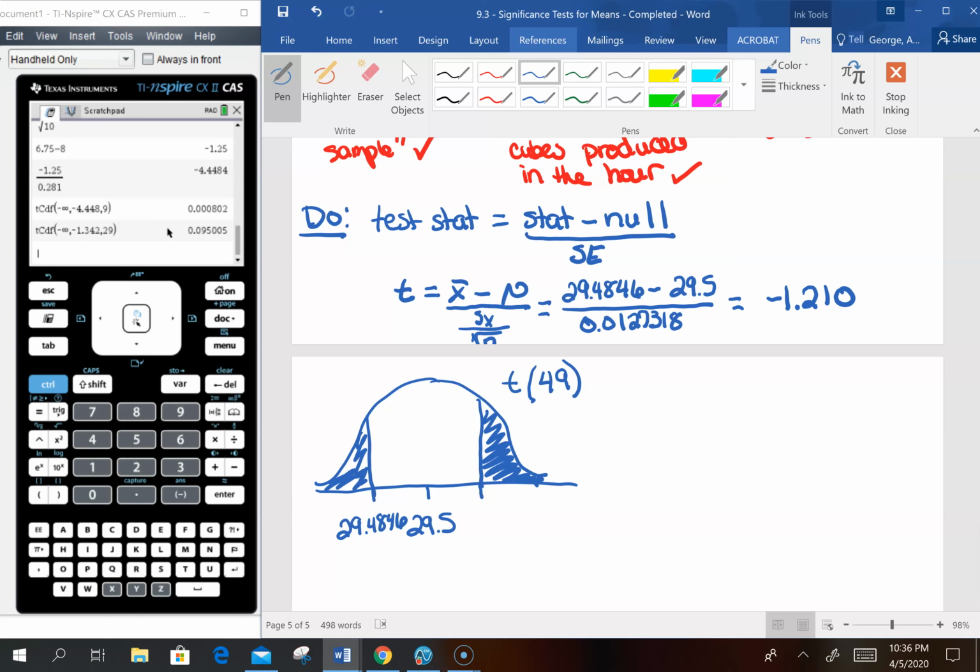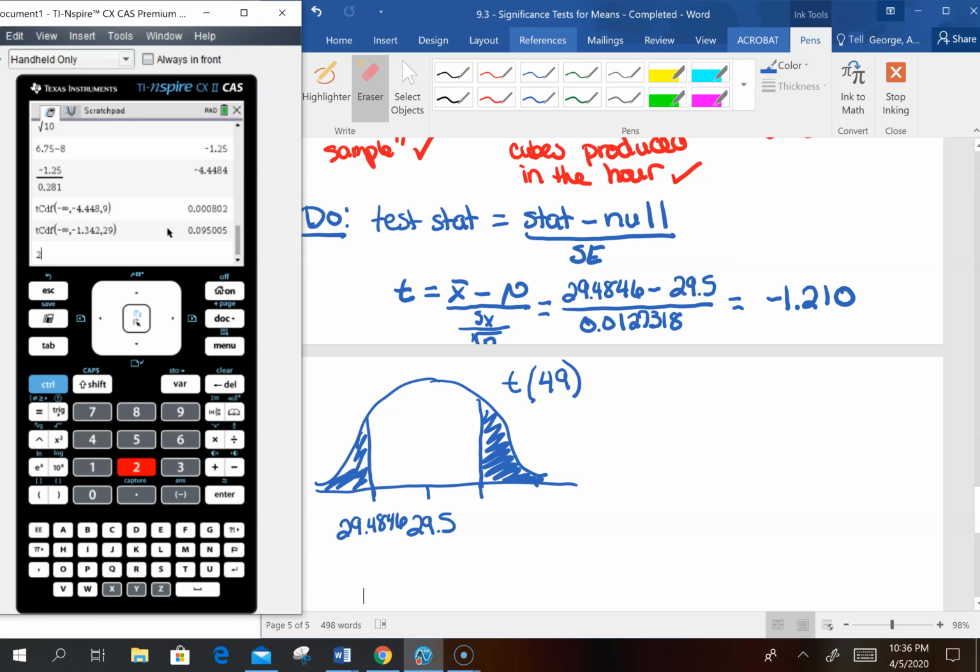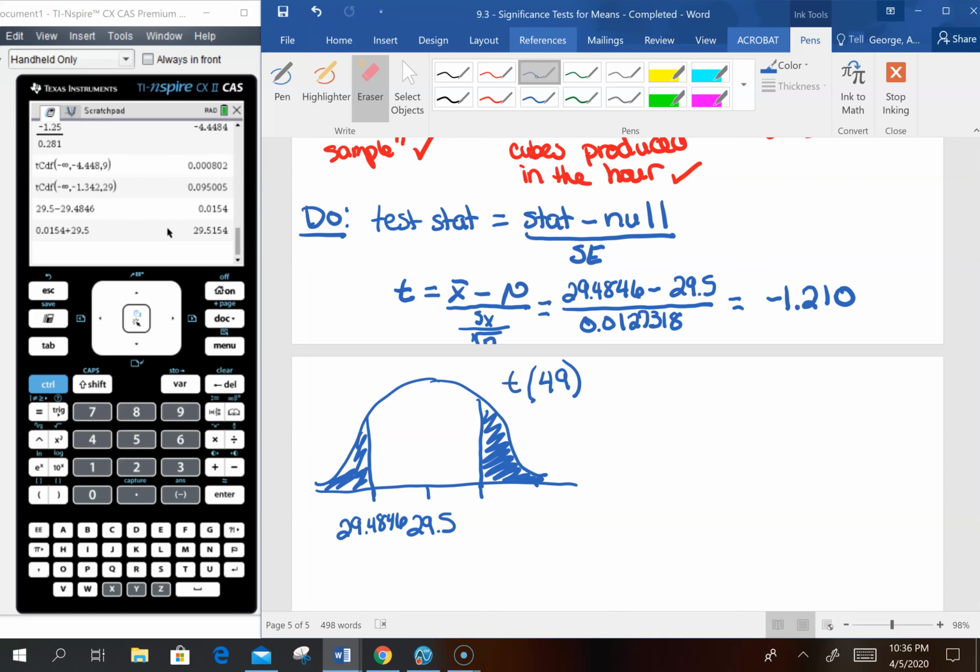So you can probably get away with just drawing that. But if that's going to stress you out and you want to figure out what that number would be right here, it's super easy. You just subtract these two. So 29.5 minus 29.4846. All right, so we get that decimal. We're going to add it to the 29.5, so we can figure out this distance over here, because they need to be mirror images of each other. So we're going to end up with 29.5154. All right, so there's our picture.